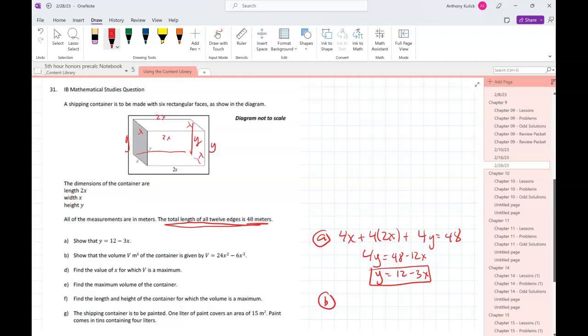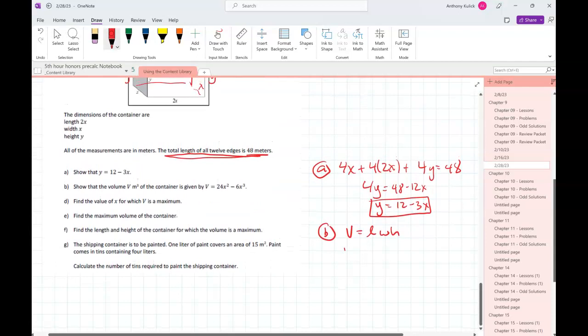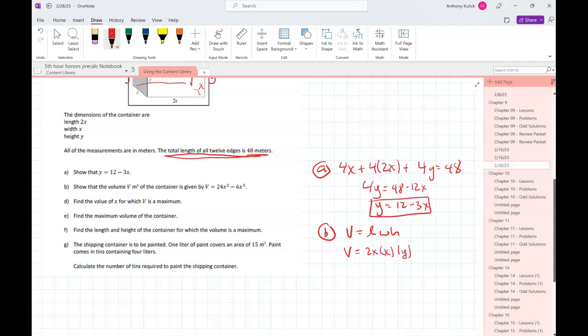Yay! Show that the volume of the container is this. Okay, well, I know the volume is length times width times height. So that's going to be 2x times x times y. But I'm not going to use y. I'm going to use 12 minus 3x, because I look at my answer and there's no y's in my answer. So I'm just going to write y in terms of x, which I did in the previous part. And that's what I was supposed to get, so we're good there.